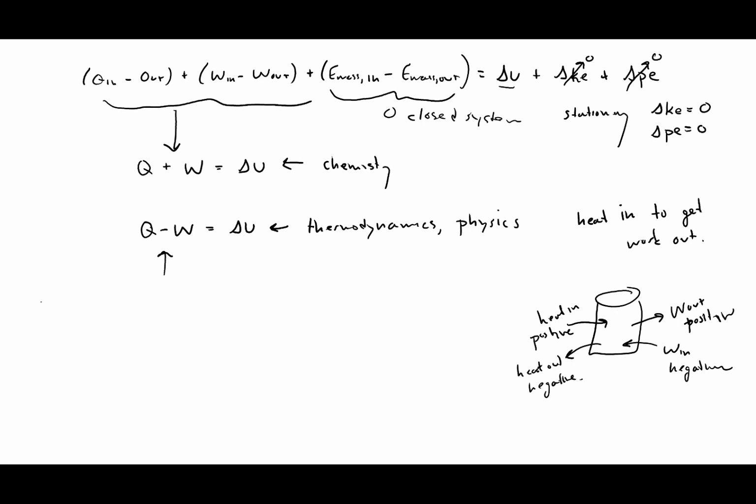So what I mean by that, let's just rewrite this. We have Q in minus Q out, and now we have a minus work. These are basically swapped, so we have work out minus work in. I'm just going to leave the mass in and mass out at 0 for now, so we're assuming there's no mass flow in or out. This is equal to delta U.